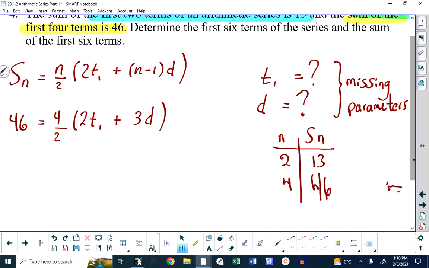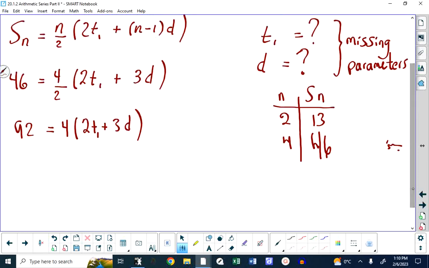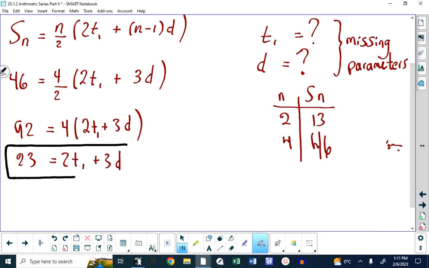well, you know what? Let's clean this up first. Let's multiply both sides by 2, making this 92 equals 4 times 2t1 plus 3d. Can I divide 92 by 4? Does that work without a decimal? Because if it does, that would be really nice. 23. So I end up with this kind of tidy equation. 23 equals 2t1 plus 3d. Let's just put a box around that.